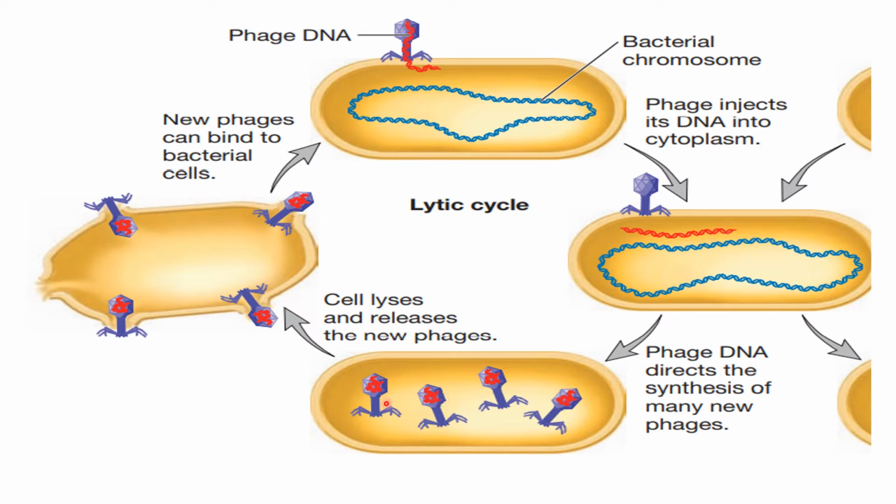After that, many progeny phage particles will be formed inside the bacterial cytoplasm, and once it reaches the maximum number, finally the cytoplasm will burst open and the progeny phage particles will come out of the bacterial cell, and these progeny phage particles will now undergo another lytic cycle. So these are the basic events that happen in the lytic cycle.